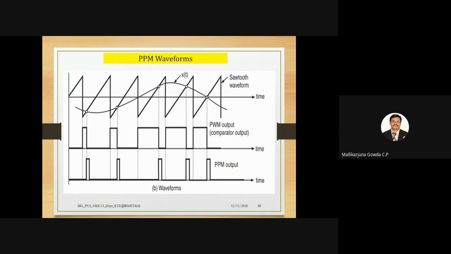So this is my PAM signal. That will be added with my sawtooth waveform. First I get the output of the comparator as the PWM waveform. Then whenever it goes below this threshold value, I get a position pulse. It is written very clearly: for every negative going crossing, I get a pulse. So this is my PPM output.